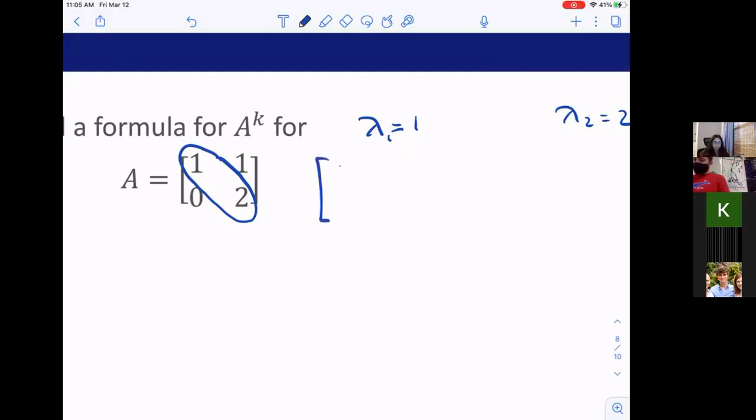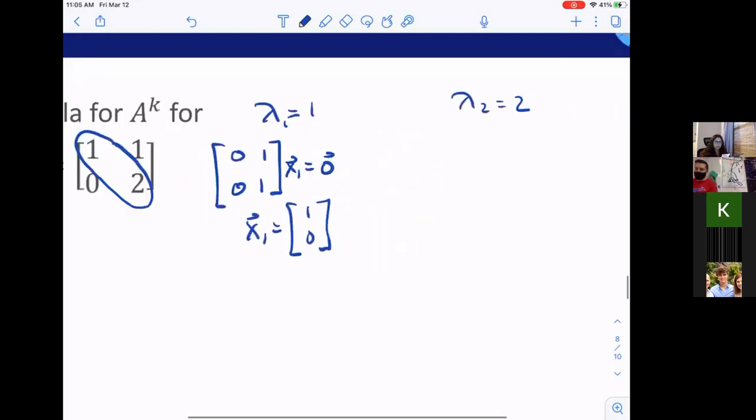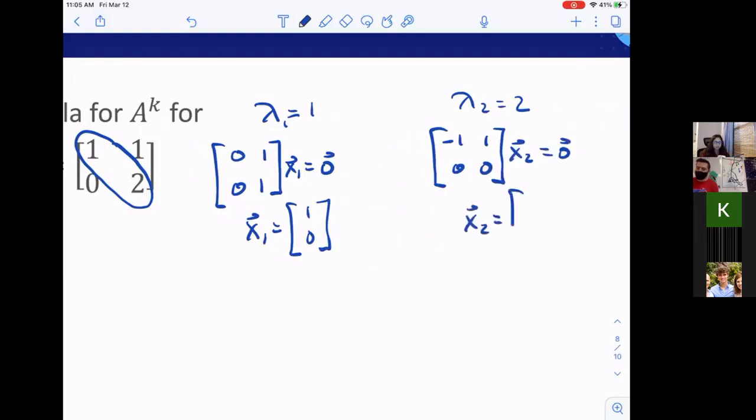Subtract 1, I'll have 0, 1, 0, 1 times x1 equals 0, which means x1 is 1, 0, right? 1 times 0 plus 0 times 1, and 1 times 0 plus 0 times 1 will give me 0. For 2, I'll have -1, 1, 0, 0 times x2 is 0. So my eigenvector would be 1, 1. Right? 1 times -1 plus 1 times 1 equals 0, and 1 times 0 plus 1 times 0 is also 0.